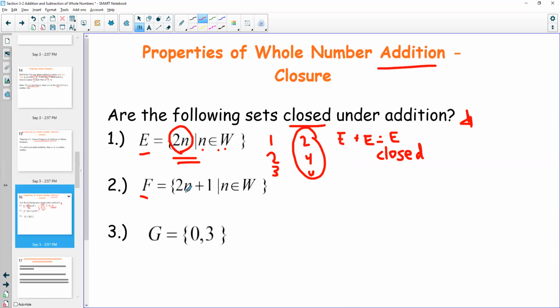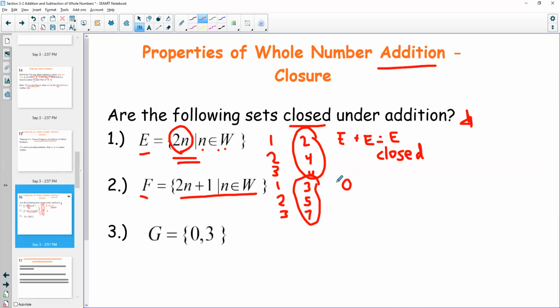So then let's look at the next one. Set F is 2n plus 1, where n is an element of the whole numbers again. So let's find out what's in it first. If n is 1, 2n plus 1 is 3. If n is 2, 2n plus 1 is 5. If n is 3, 2n plus 1 is 7. So these are the numbers in my set. What kind of numbers do you get here? These are odd, right? So this set contains all of the odd numbers.